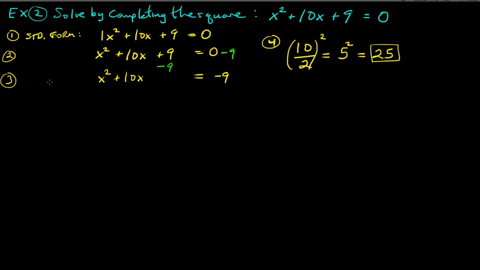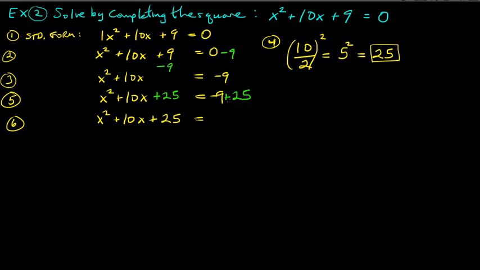Okay, what do we do with that number? Well, in step 5, we have to add that to both sides. So here's what we have from step 3. Now in step 5, we're going to take the 25, add it to the left side, and add it to the right side. Okay, so we're up to step 6. For the left side, for now, let's leave that alone. But on the right side, we can do negative 9 plus 25, or 25 minus 9, which is 16.